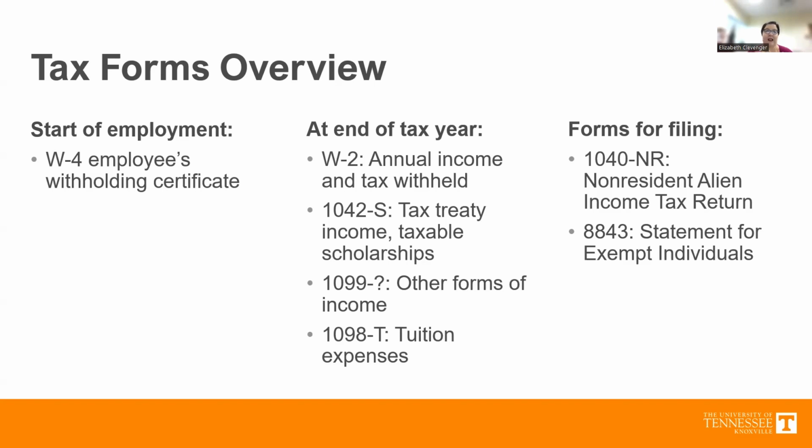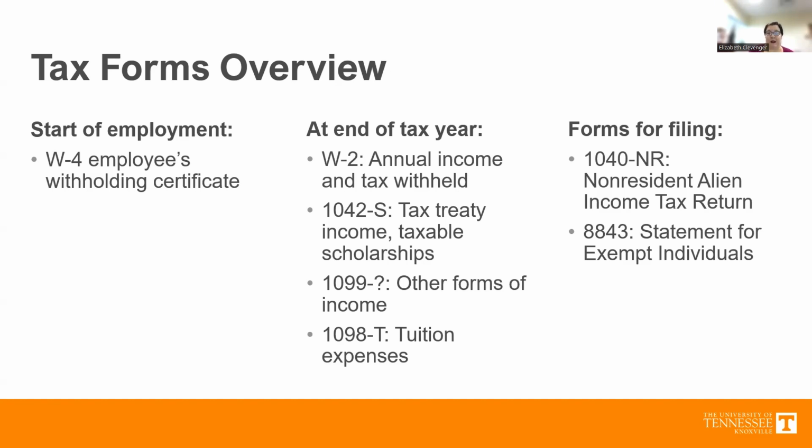At the end of the tax year, so starting in about January, there's also a bunch of forms that you would get then. One is a W-2. This is a form that will record the annual income that you made and how much tax was withheld from it. So you would get a W-2 from each employer that you worked with in a year.